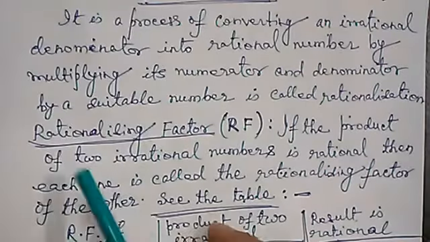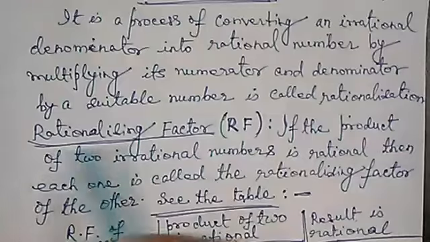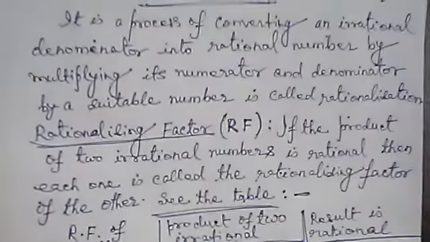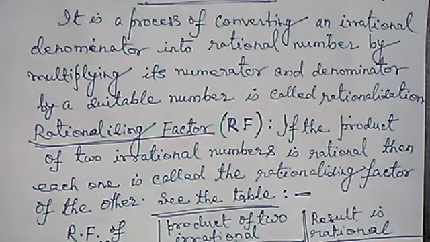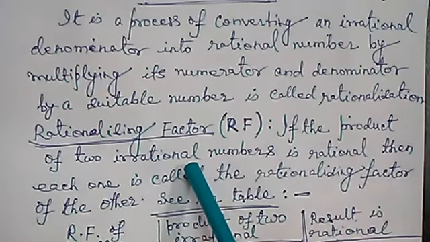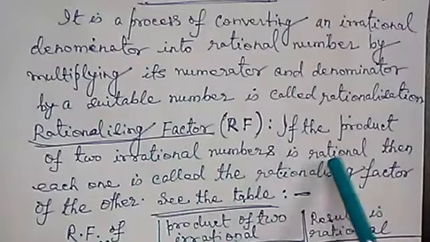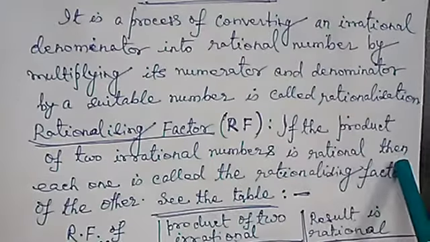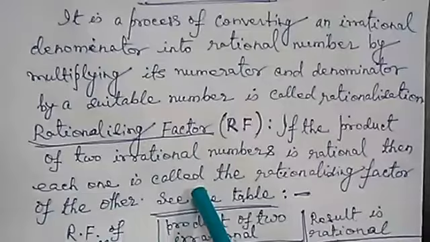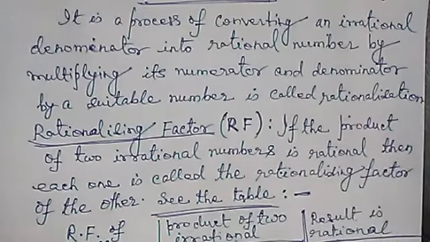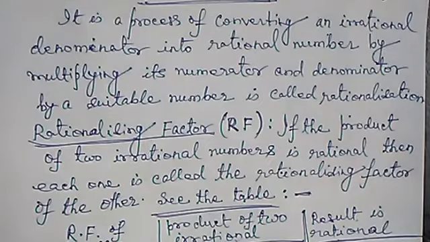Next term is rationalizing factor. What is this RF? In short, RF means rationalizing factor. If the product of two irrational numbers is rational, then each one is called the rationalizing factor of the other. Suppose you take two irrational numbers and multiply them, and if their product is a rational number, then we say that both irrational numbers are rationalizing factors of each other.